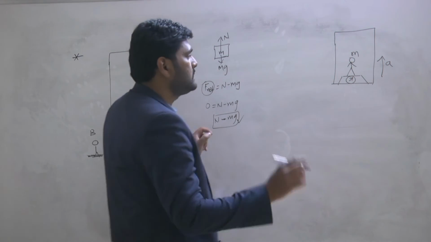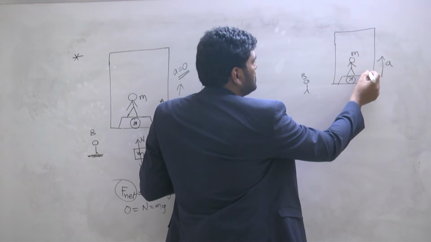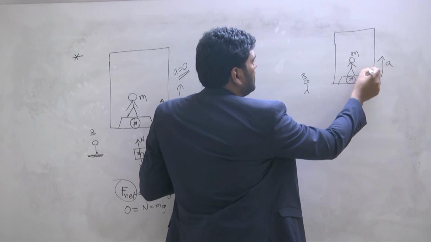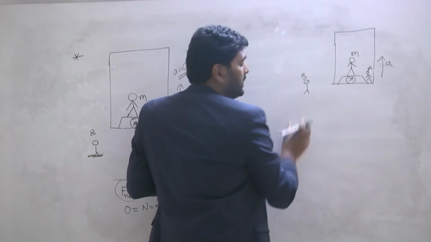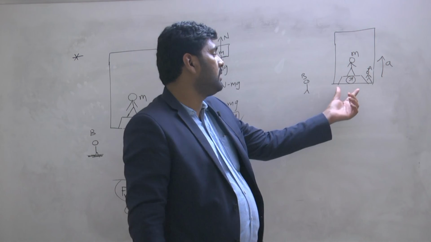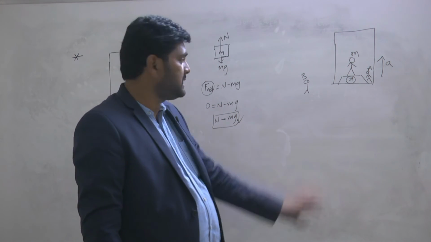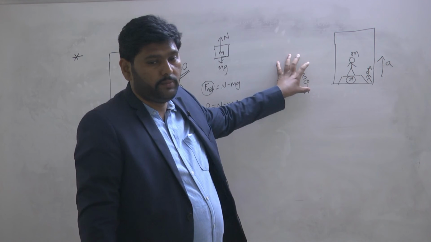So here two persons are again observing. This is person B. This is person A. Person A is inside the lift. Person B is outside the lift. These two persons are observing the weighing machine reading. So first I will take the observation done by person B.